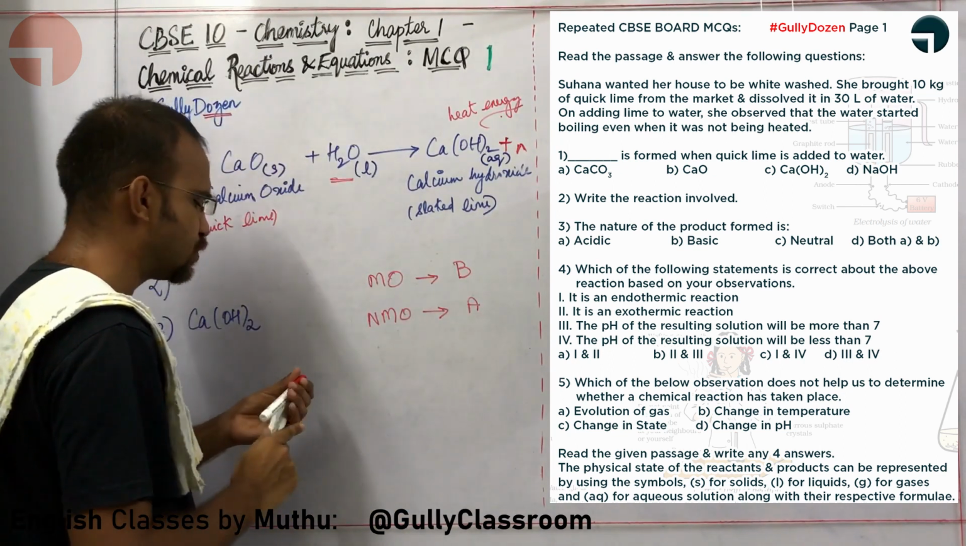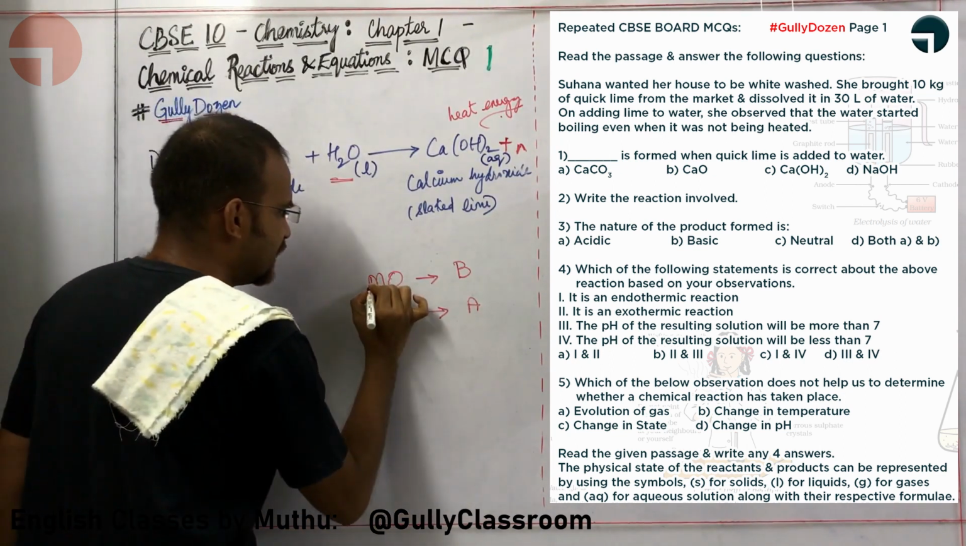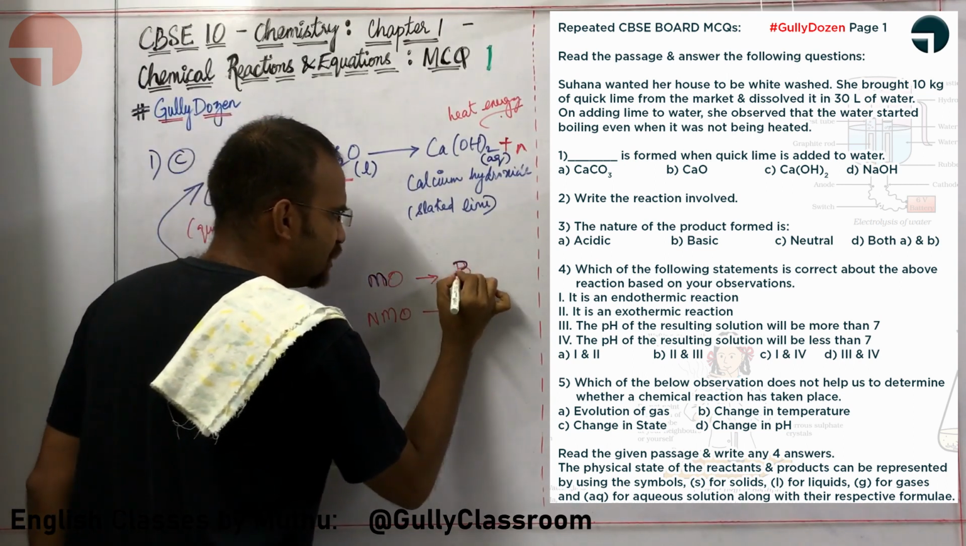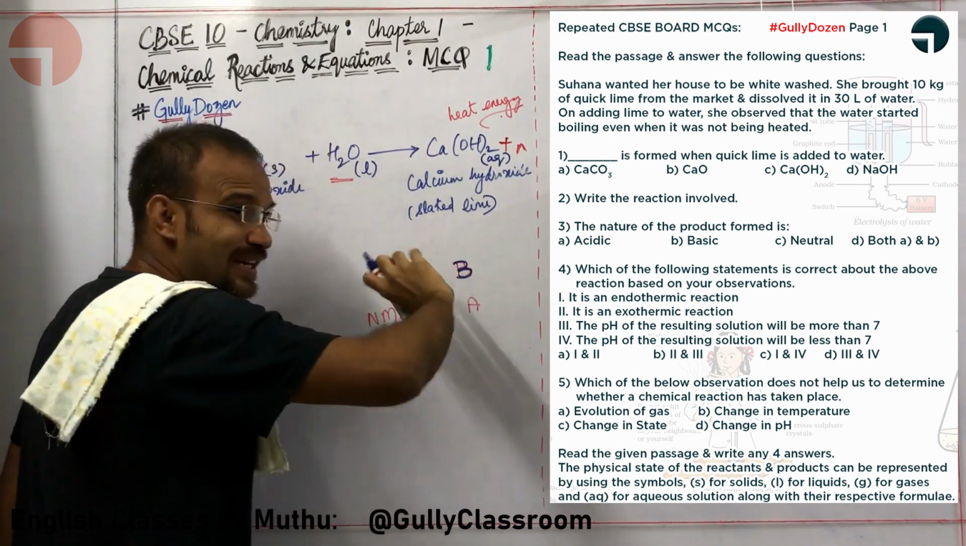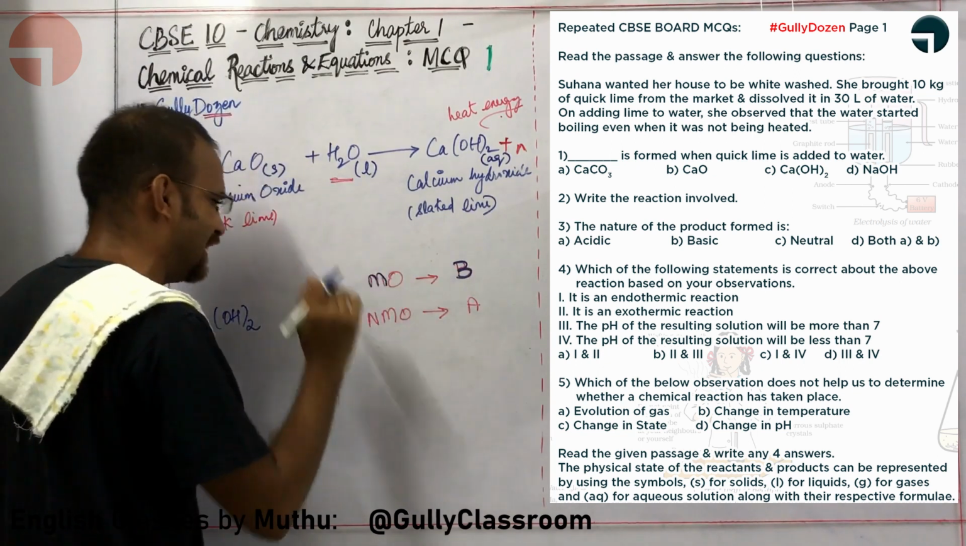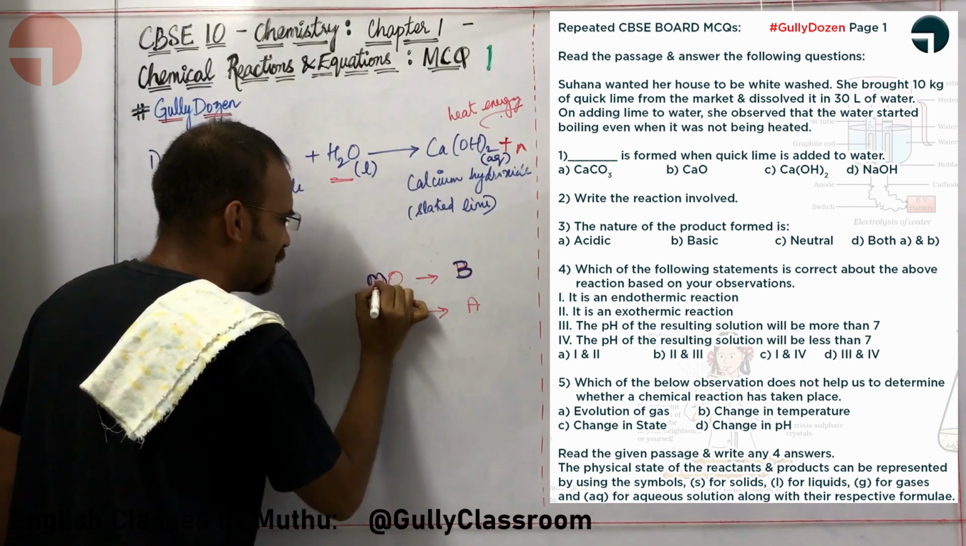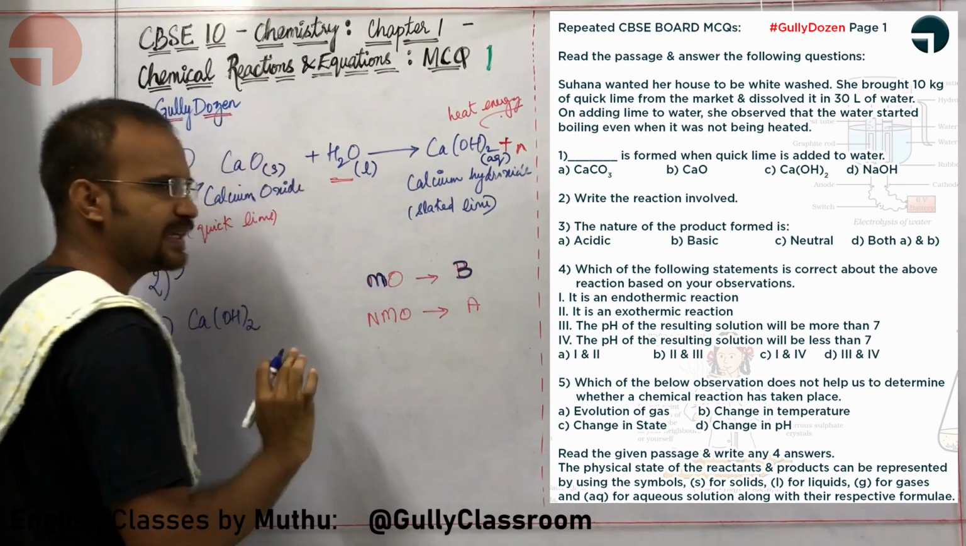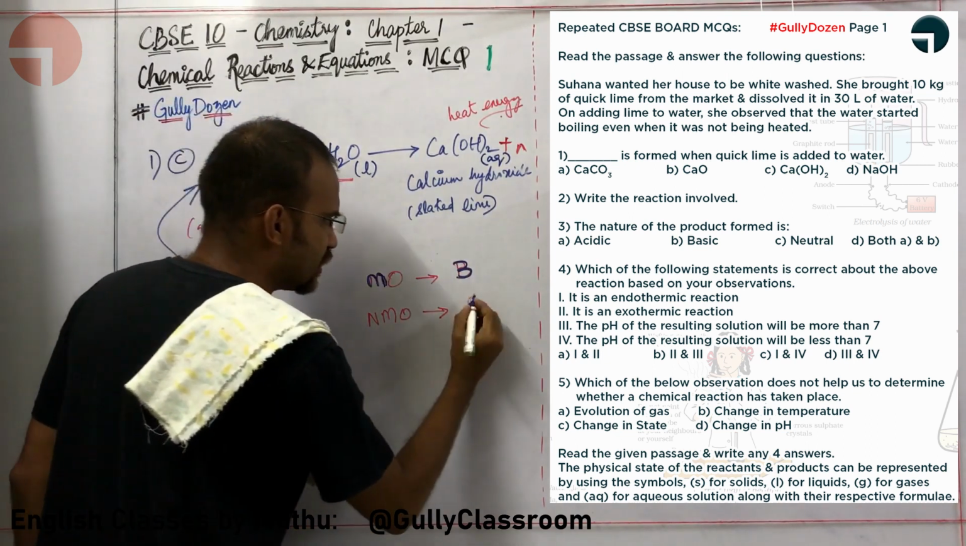How are you supposed to remember this? Look here. Here there is an M. In B also there is a hidden M, slightly tilted obviously, but anyway. So you can remember it as metallic oxides are basic in nature. Okay, sir. Non-metallic oxides are acidic in nature.